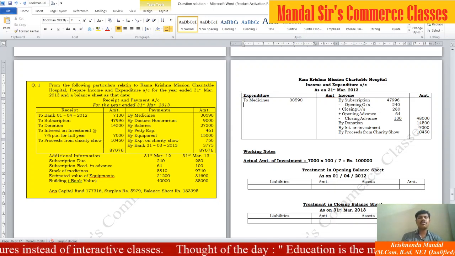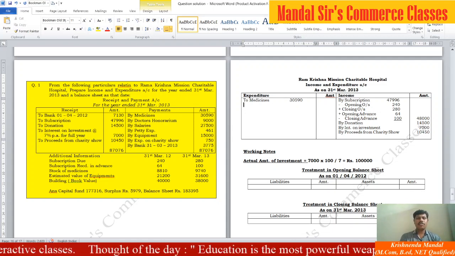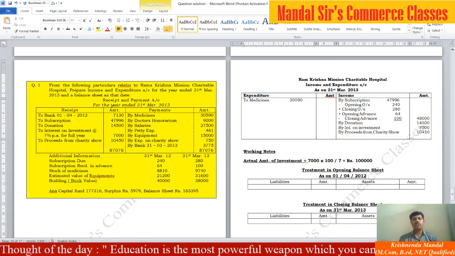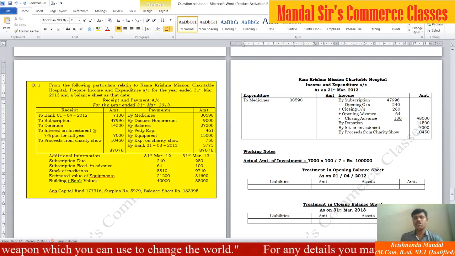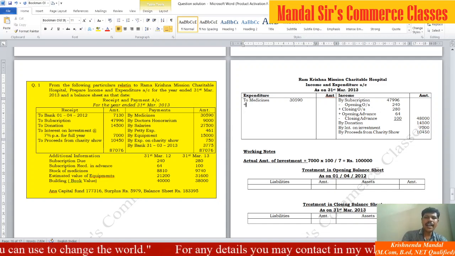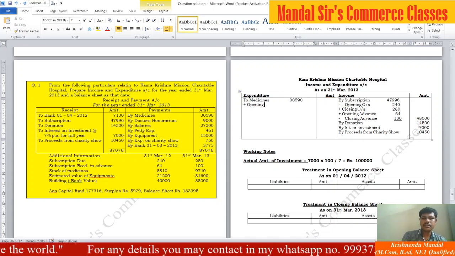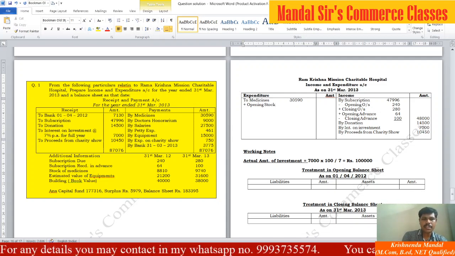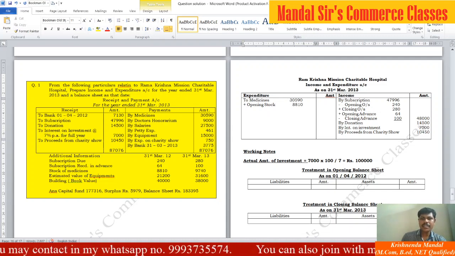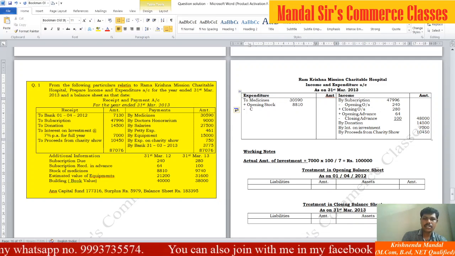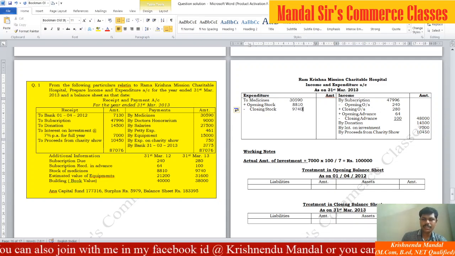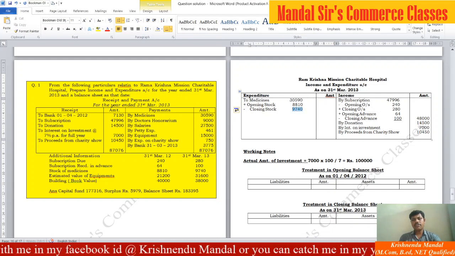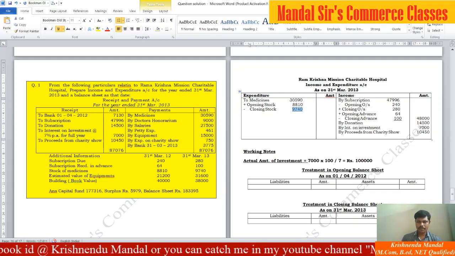Now the treatment of consumable store, I have prepared a separate video for that. You will find that the opening stock in a consumable store is always added, and the closing stock is always deducted from it to calculate the actual amount of stores consumed this year. So first of all, add the opening stock. What is the opening stock of medicine? That is 8,810. Now deduct the closing stock. What is the closing stock? 9,740. Now calculate the final amount to be shown outside of this proforma.